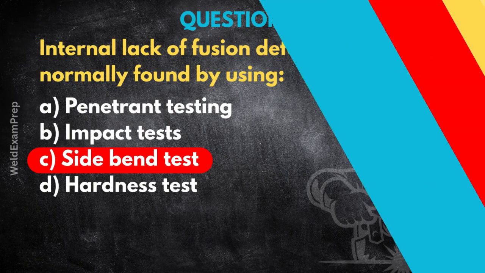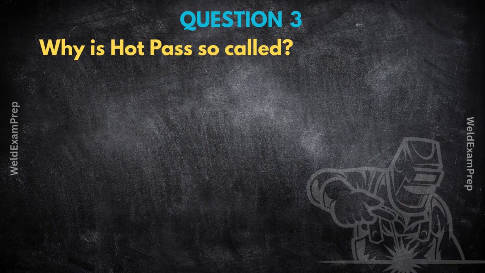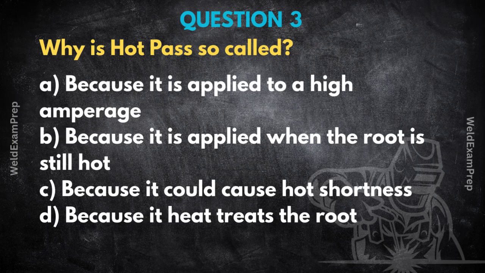Question 3. Why is hot pass so called? The options. A, because it is applied to a high amperage. B, because it is applied when the root is still hot. C, because it could cause hot shortness. D, because it heat treats the root. Think about that name, hot pass. What does it suggest? The name is actually very descriptive.